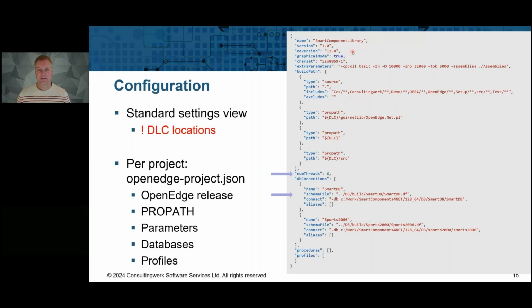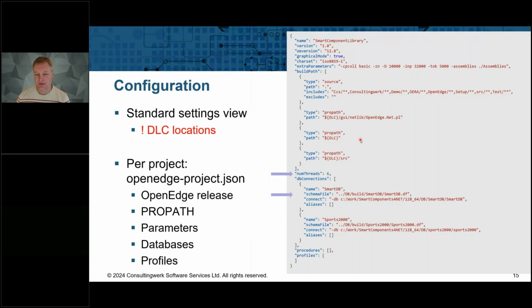A couple of other things, obviously. So this is the OpenEdge-project JSON file. This is stored in each of your OpenEdge projects. It defines that a particular folder path project in a workspace is an OpenEdge project. If this file is not there, then it's not an OpenEdge project.